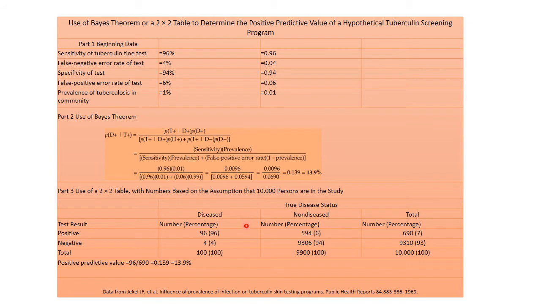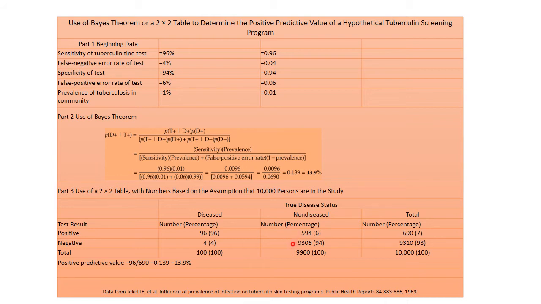So if you put these into the test, you'd see that out of the 100 that actually had tuberculosis, you get roughly 96 people who were tested as true positives. You get 4 false negatives here, right? Because these are people that actually have the disease. And then on the side of people who are non-disease, you have 594 false positives, right? So 6% of those who actually didn't have the disease are going to get tested positive, and 9,300 true negatives.